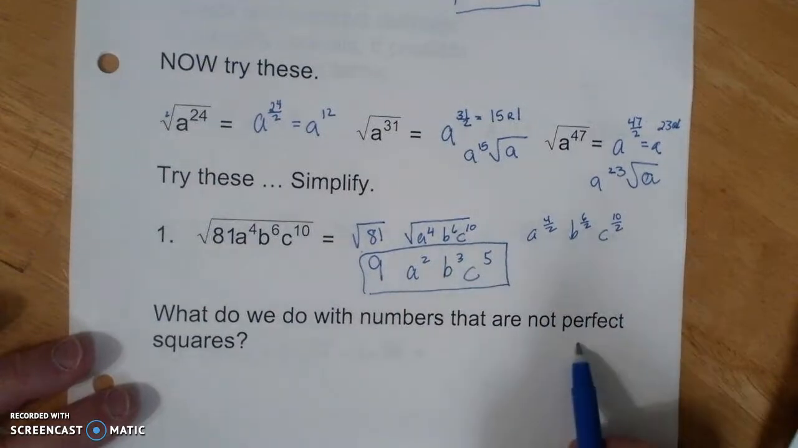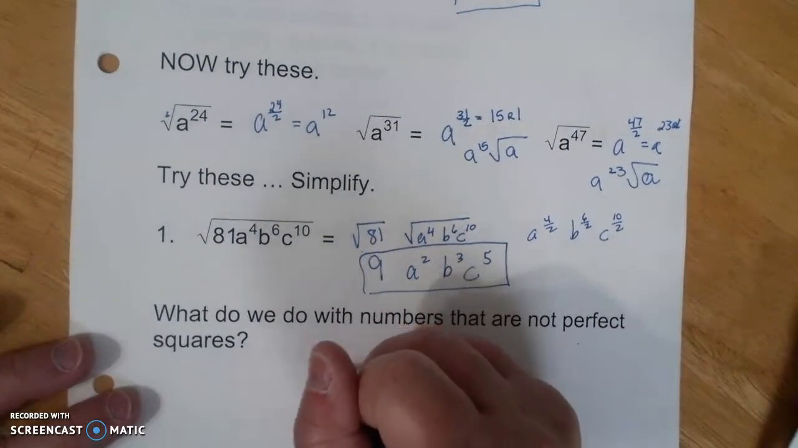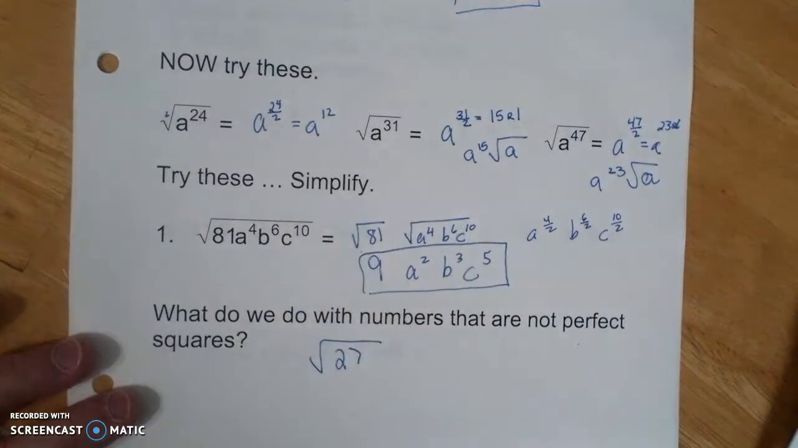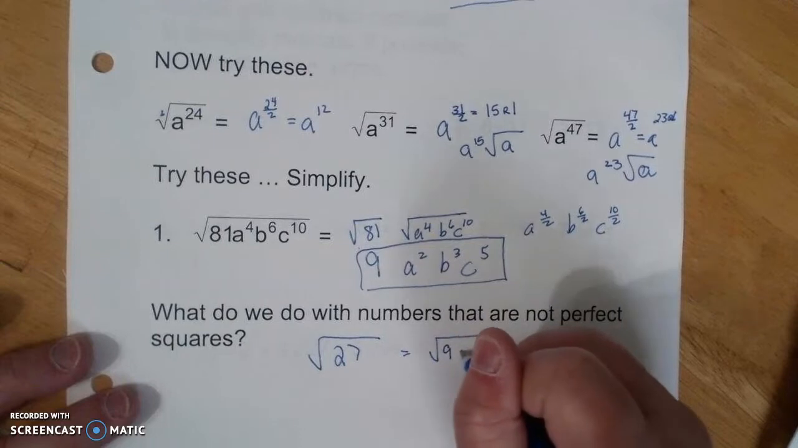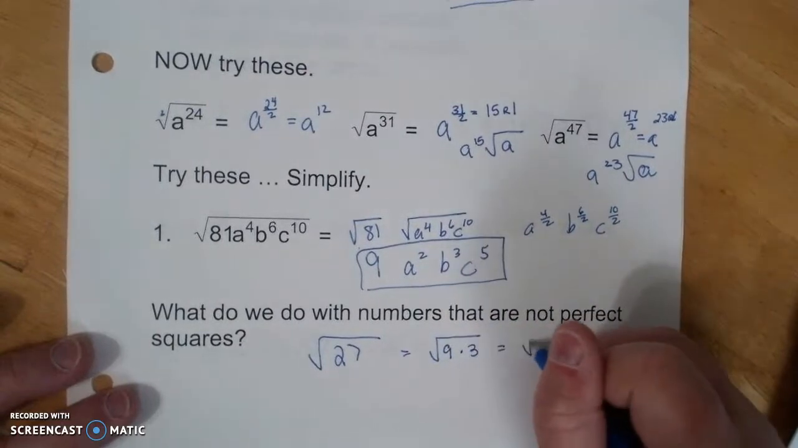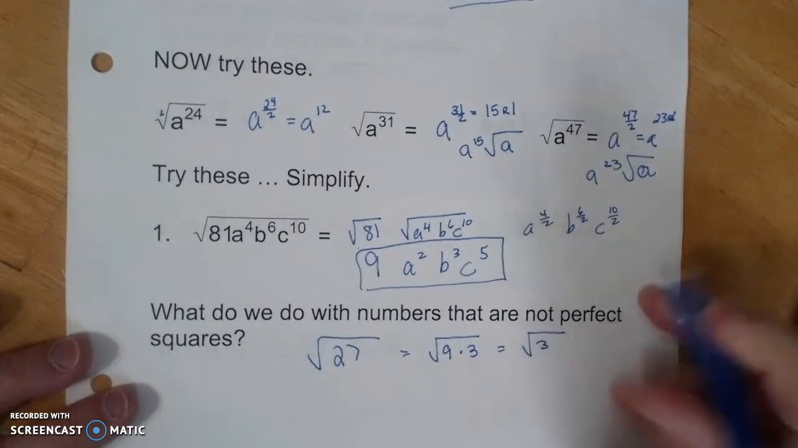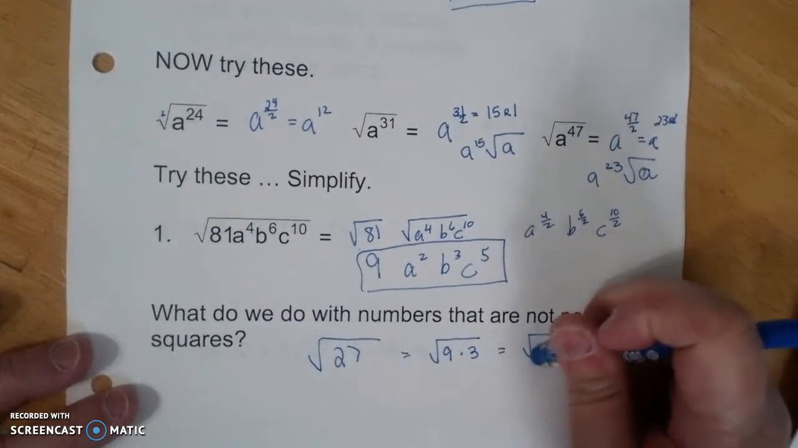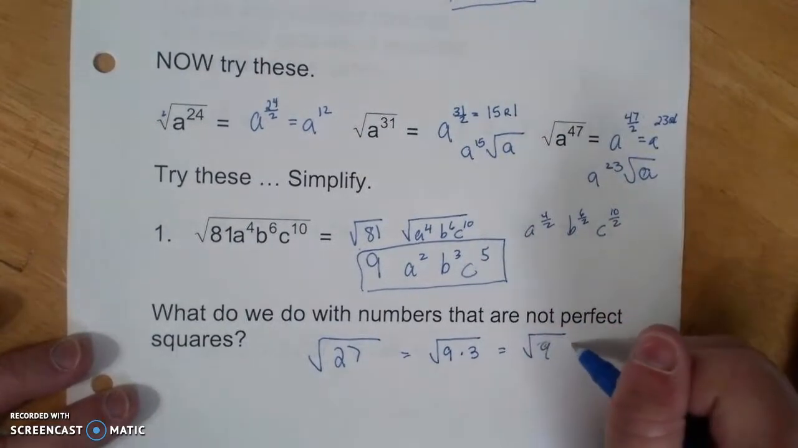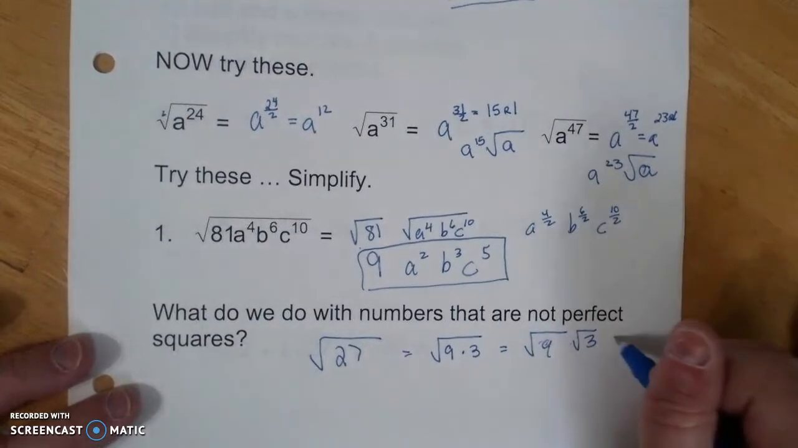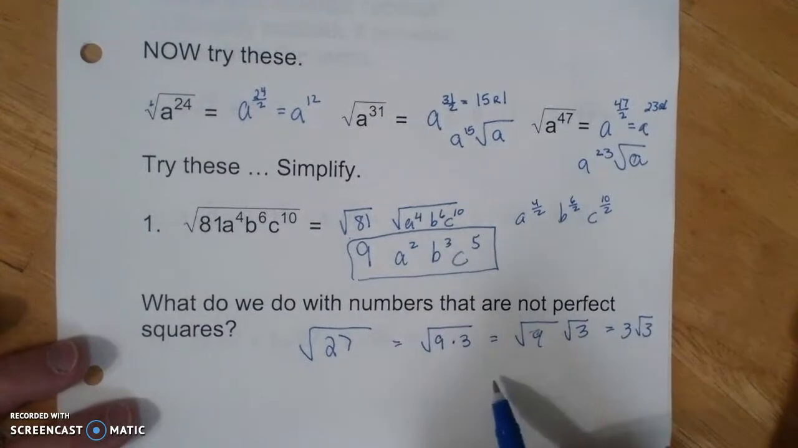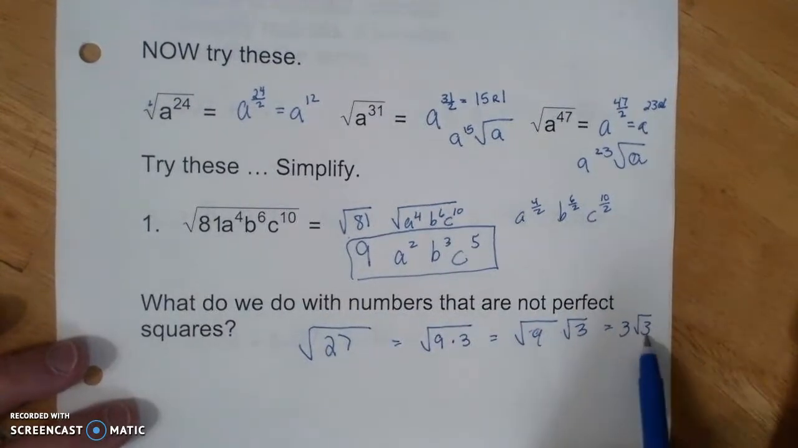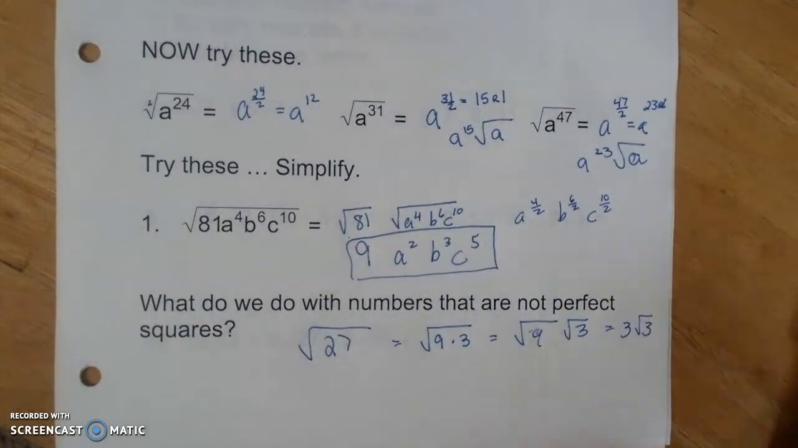If they're not perfect, so say I have the square root of 27, and I can break that down into 9 times 3, which I can break down to square root of 9, let me erase that, times the square root of 3, which is 3 square root of 3. So you're going to factor stuff out. You're going to factor perfect squares and leave lonely ones inside. Okay, continuing on.